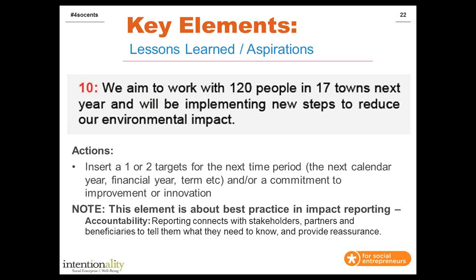There are some principles of best practice in impact reporting, and accountability is one of them that really stands above the rest, perhaps. And so this is what we're just trying to touch on in this element of allowing our stakeholders, supporters, funders and staff members and others to hold us to account.